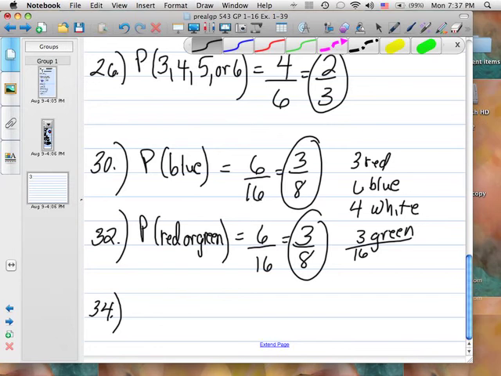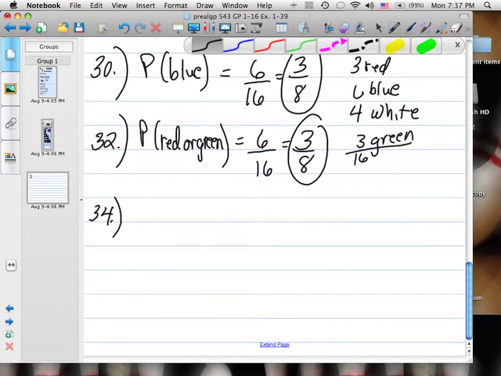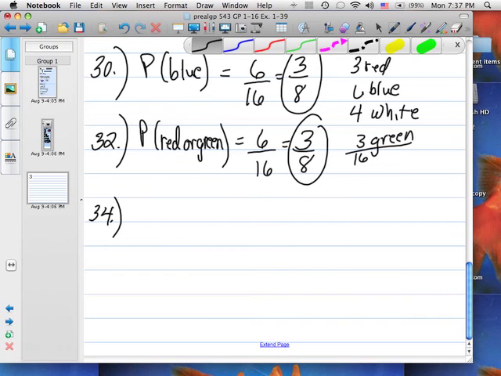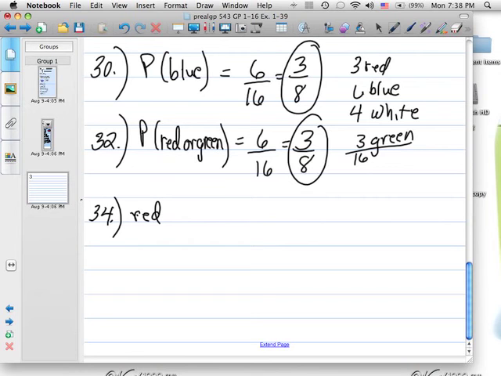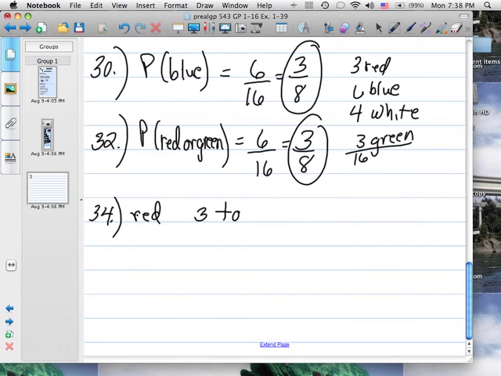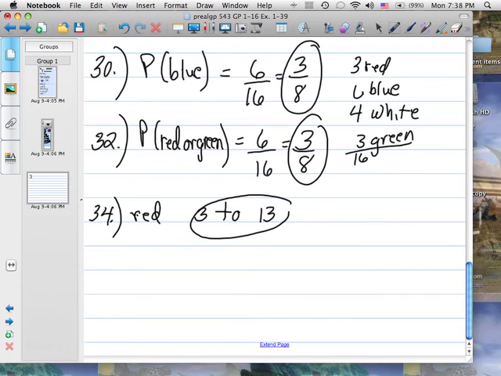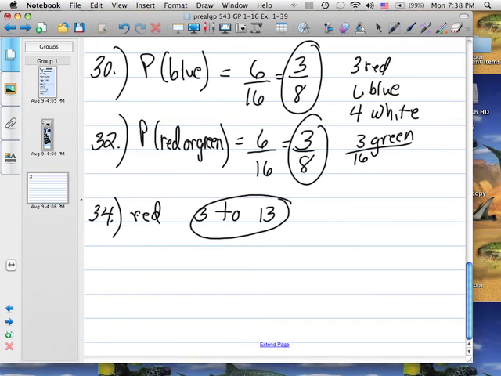34, use the same bag of marbles, and 1 marble is selected at random. Find the odds in favor of each event. So the odds in favor of red. How many ways can I get red? 3. To how many ways can I not get red? Take 3 away from 16, there's 13 ways I cannot get red. So my odds are 3 to 13.